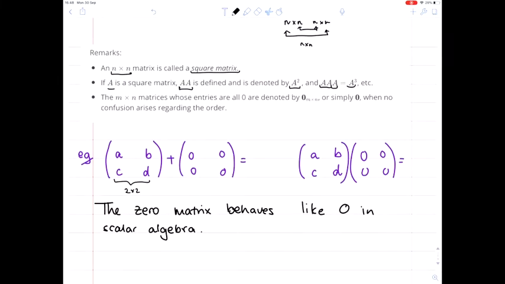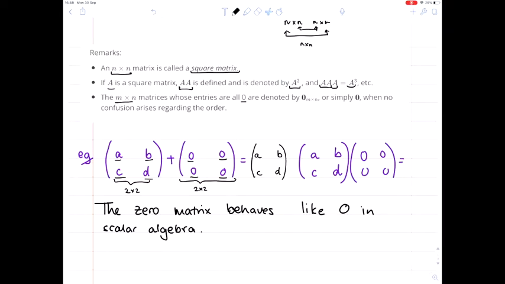Another thing to note is if you have any m by n matrix whose entries are all 0, it is called the zero matrix. And it acts a lot like 0 acts in ordinary addition. So for example, if we have some 2 by 2 matrix here and we add the matrix of all zeros, which is the 2 by 2 zero matrix, notice that we get A plus 0, so that's A, B plus 0, which is B, C plus 0, which is just C, and D plus 0, which is just D.